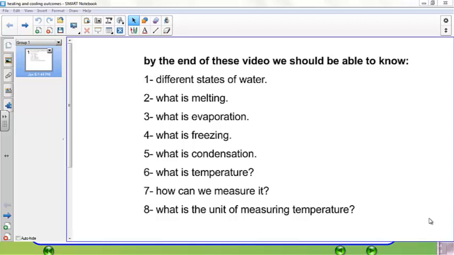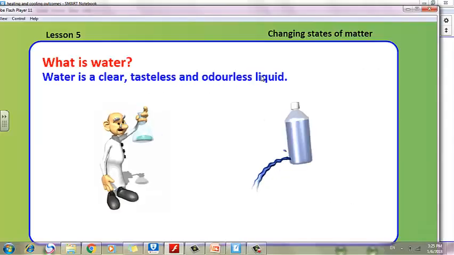By the end of this video inshallah we should be able to know different states of water. What's melting, evaporation, freezing, condensation, what's temperature and how can we measure it, and what is the unit of measuring the temperature. First of all, let's start with water.